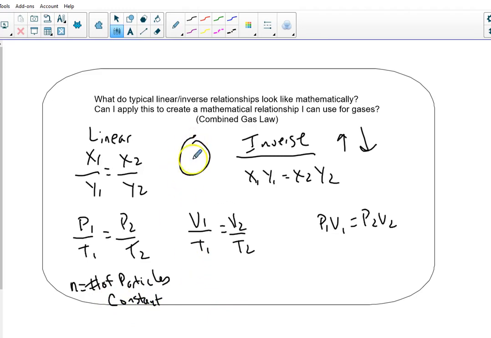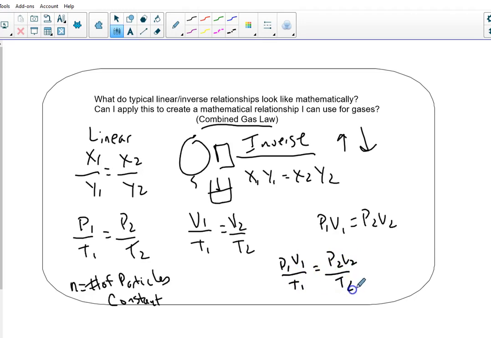We have a balloon, or a box, or a piston, and we're not adding any particles to any of these containers. But when we combine these all together, we get what we call the combined gas law, which is P1 V1 over T1 equals P2 V2 over T2. This is the combined gas law.